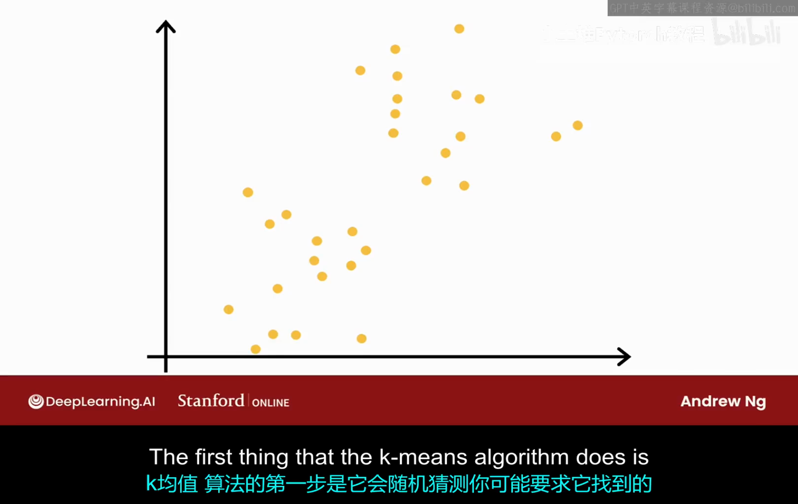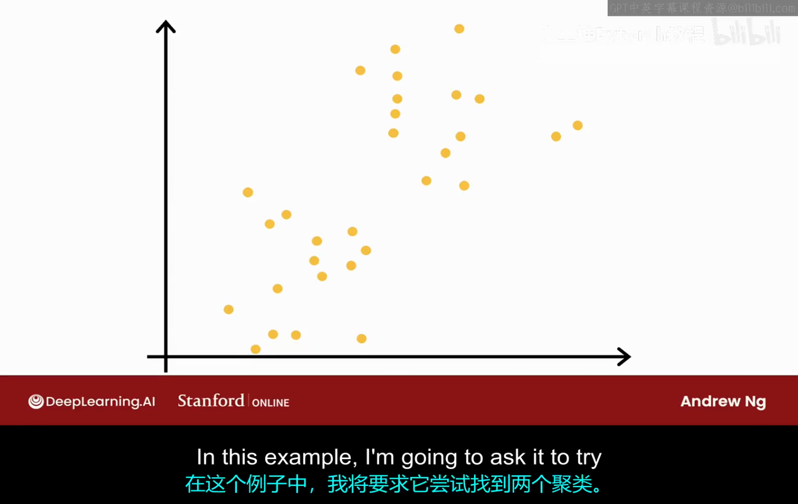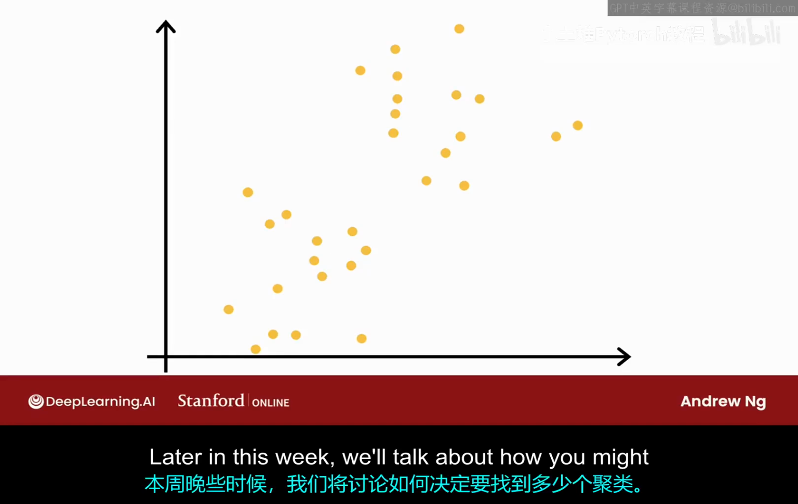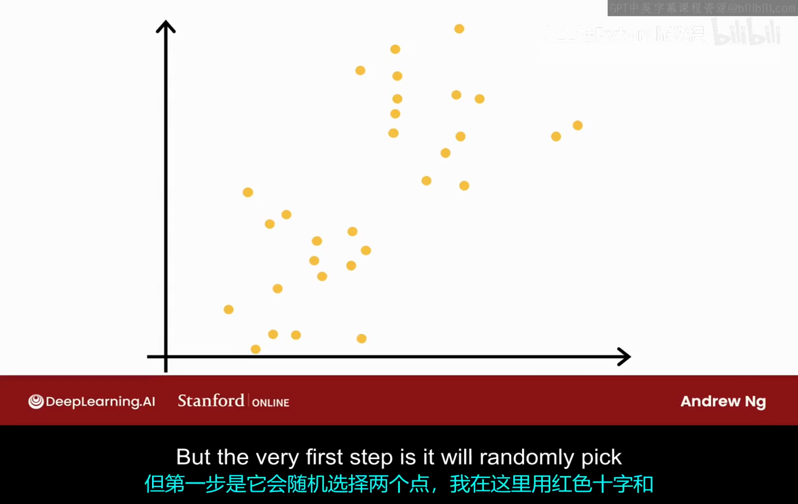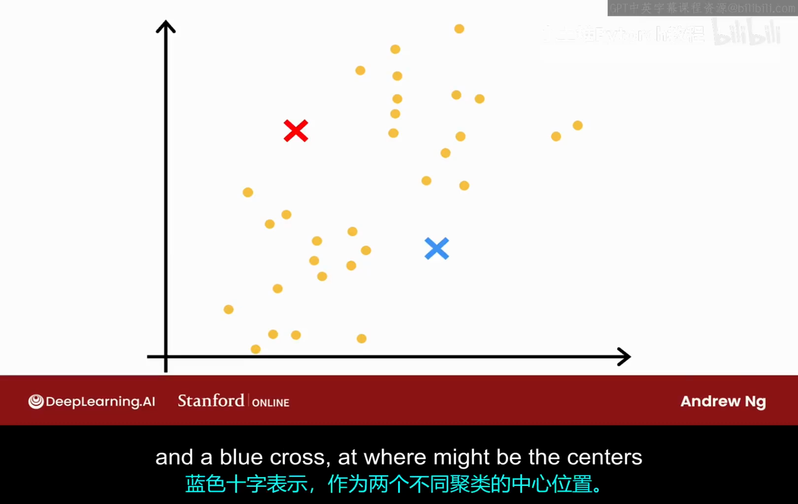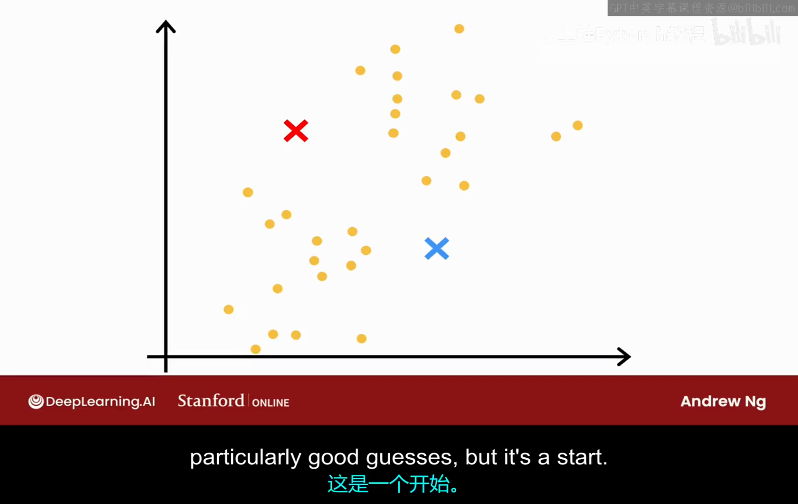The first thing that the k-means algorithm does is take a random guess at where might be the centers of the two clusters that you might ask it to find. In this example, I'm going to ask it to try to find two clusters. Later this week, we'll talk about how you might decide how many clusters to find. But the very first step is it will randomly pick 2 points, which I've shown here as a red cross and a blue cross, at where might be the centers of 2 different clusters. This is just a random initial guess, and they're not particularly good guesses, but it's a start.